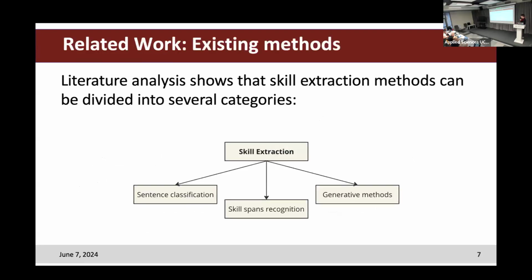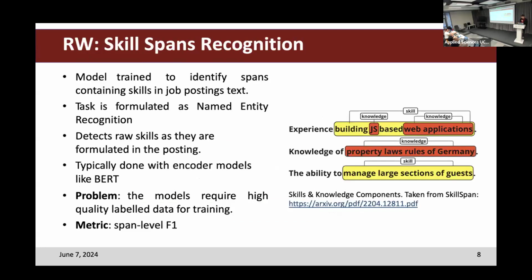So we did a literature review and identified that currently several methods are used for skill extraction. It is sentence classification, skill spans recognition, and recently surged generative methods. Let's go with the skill span recognition first.